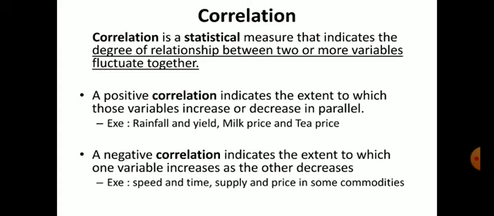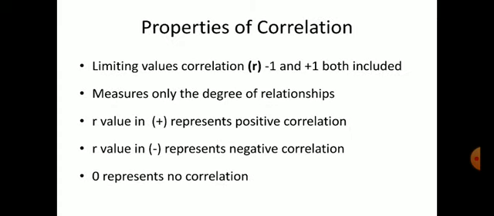We will now understand the properties of correlation. Properties include the limiting value. The correlation coefficient, denoted by small letter r, should always be between -1 and +1, both included. If you get -1, we call it a perfect negative correlation. If you get +1, we call it a perfect positive correlation.